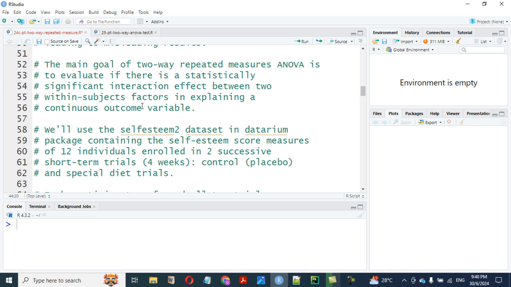Okay, that should be clear. Which one is dependent? Which one is independent? One is the continuous outcome variable. Which one is not? Which one is the within-subject factor? All this should be very clear at this point. There shouldn't be any confusion now. All right, so take note of that, please.